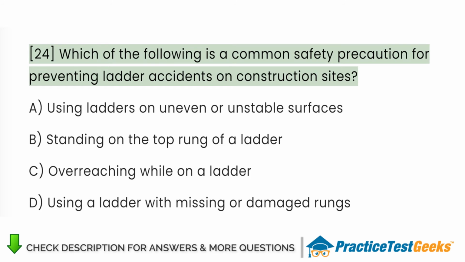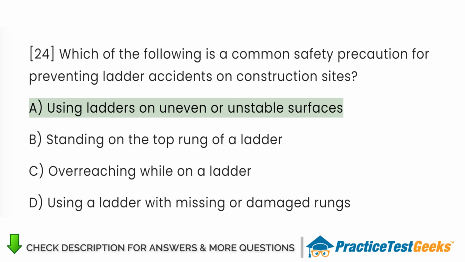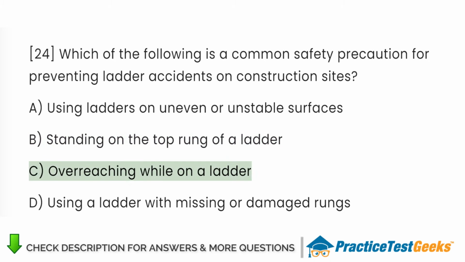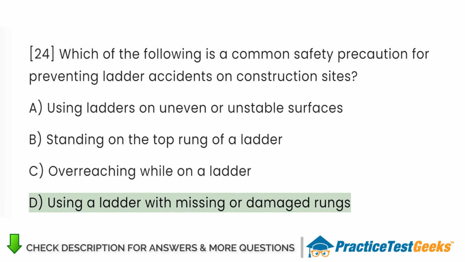Which of the following is a common safety precaution for preventing ladder accidents on construction sites? A. Using ladders on uneven or unstable surfaces. B. Standing on the top rung of a ladder. C. Overreaching while on a ladder. D. Using a ladder with missing or damaged rungs.